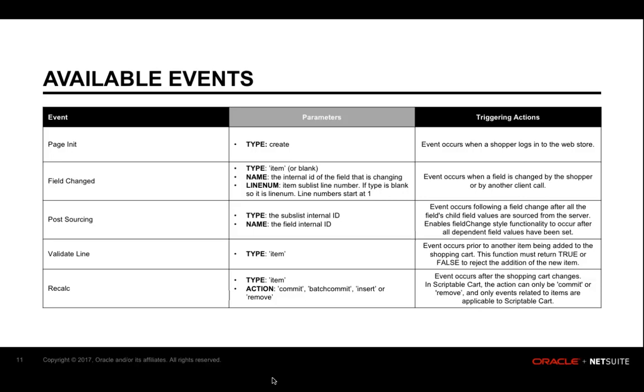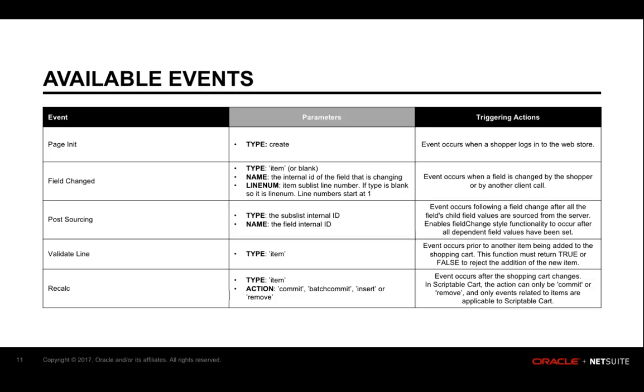The post sourcing event receives two parameters: the type for the sublist internal ID and the name for the field internal ID. This event occurs following a field change and after all child field values are sourced from the server. The validate line event receives only the type parameter, and the value for it should be item. This event is triggered prior to an item being added to the shopping cart. The function for this event must return true if we want to add the item to the cart, or false if we want to reject it.